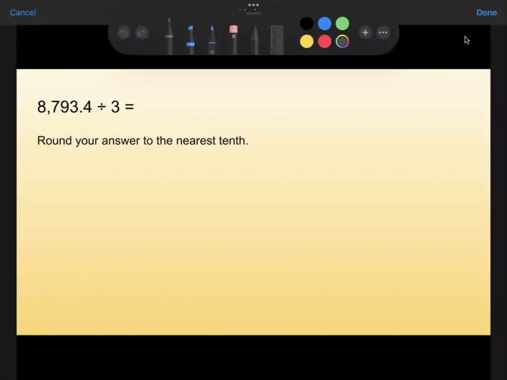That means probably this will be a decimal we're going to have to add. We're going to get some remainders. We're going to have to add some zeros. But I'll show you what that looks like when you're being allowed to round it to a place value, when you can stop and when you can round. So let's start with 8,793.4 inside a division bracket and 3 on the outside.